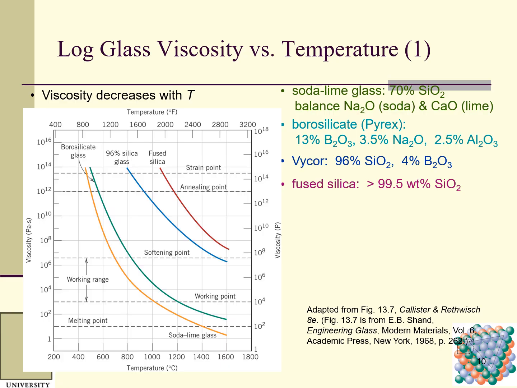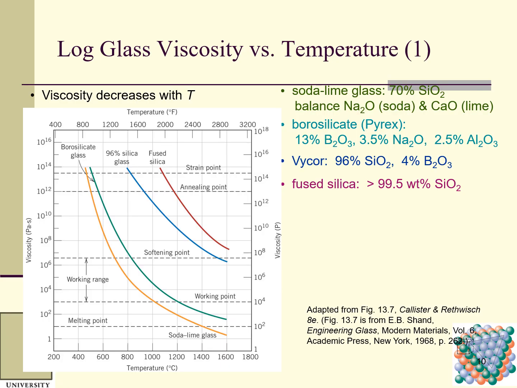Here is the melting point, the softening point, and the working range. This is the working point, and this is the liquid glass. Here is soda lime glass, here is 96% silica glass, and here is fused silica. Then there are the strain point and annealing point. This figure gives detailed information.